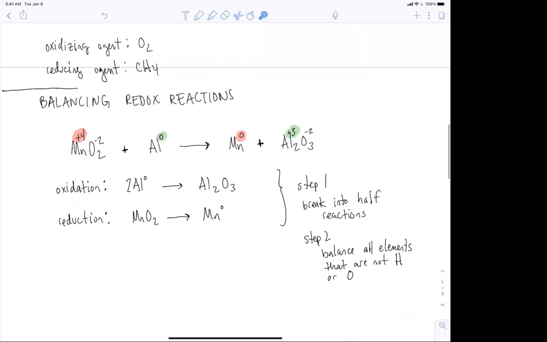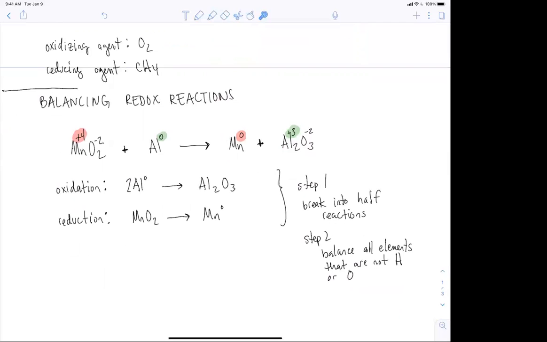So balancing redox reactions is a separate thing from the way that we normally balance reactions. It's not to say that it doesn't work to balance it the normal way, but most of the time you can't get there, and I'll show you why that is when we pick up on Wednesday.